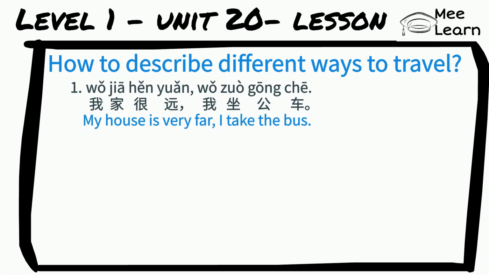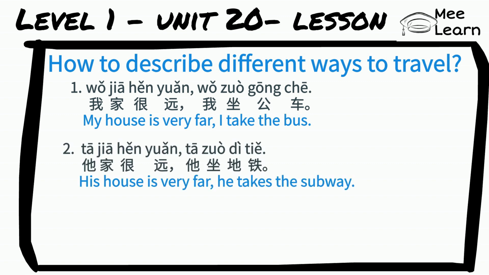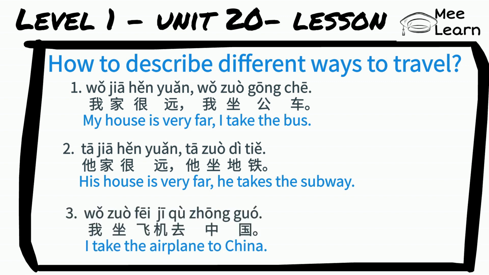我家很远，我坐公车。My house is very far. I take the bus. 他家很远，他坐地铁。His house is very far. He takes the subway. 我坐飞机去中国。I take the airplane to China.